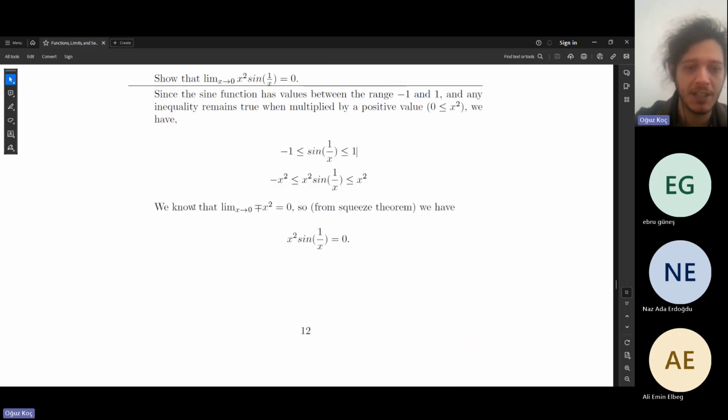And we also know that it doesn't matter whether it's plus or minus. When we take the limit of x squared at point 0, it is equal to 0. Therefore, both sides of this inequality are equal to 0, so the middle has to be 0 by the squeeze theorem.